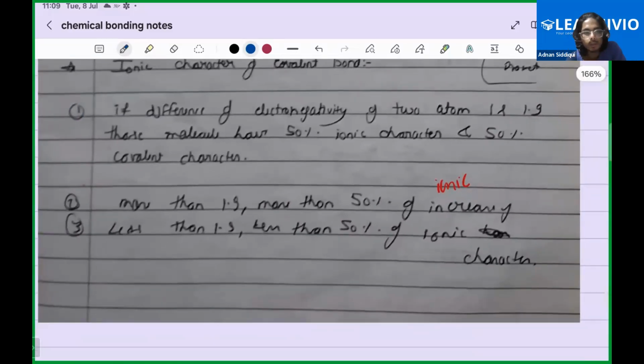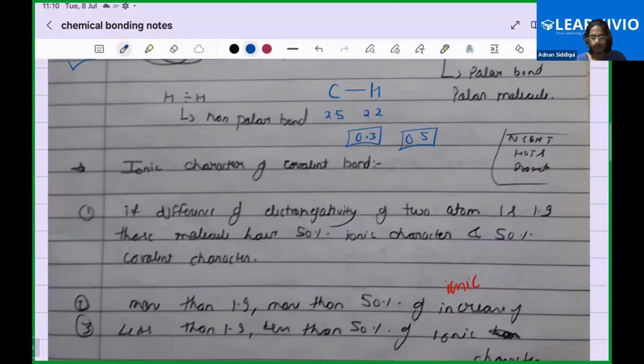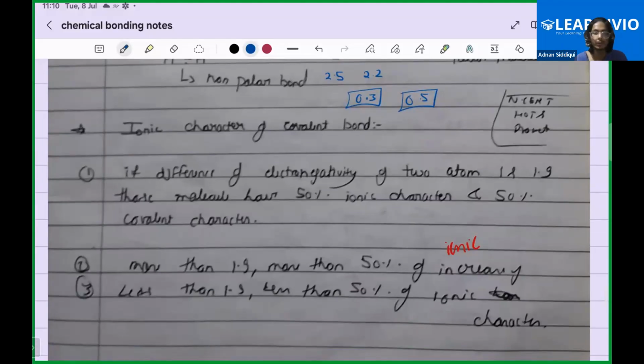If your electronegativity difference is 1.9, those molecules have 50% ionic character and 50% covalent character. If more than 1.9, more than 50% ionic character; less than 1.9, less than 50% ionic character. Basically, if the difference of electronegativity is more, then the chances of having ionic character is more. You should take the statement for now. I will explain it with the animation again. Just see the data for now. I will explain it later, how we are going to use it.